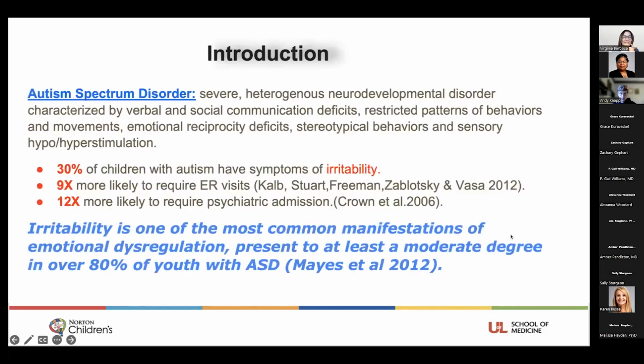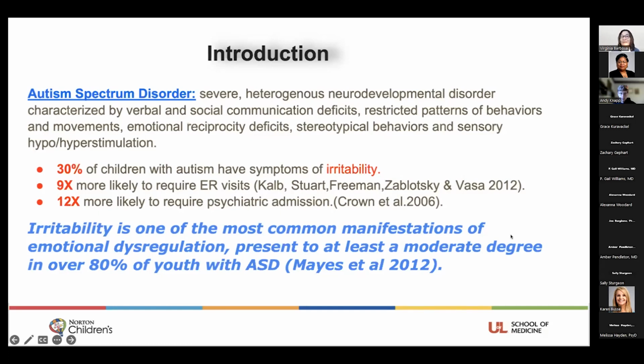So some of the difficulties with ASD is that we have a severe and highly heterogeneous condition. So complex with multiple medical comorbidities and multiple psychiatric comorbidities. And irritability is one of the most common manifestations in situations that we are dealing with kids with ASD. The various databases will indicate that over 80% of youth with ASD is affected by moments of irritability or persistent irritability.